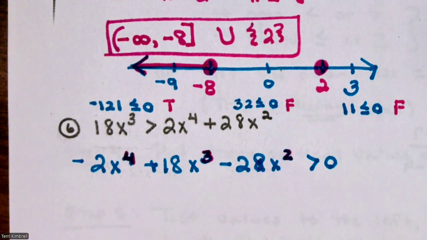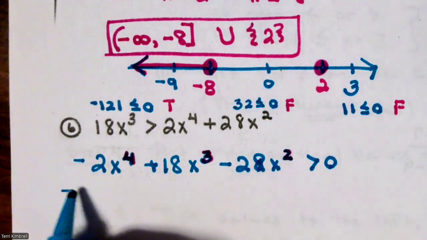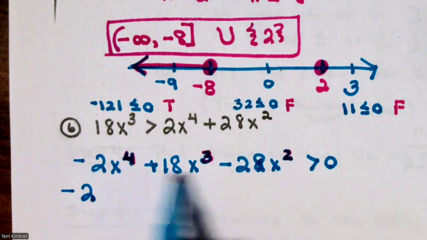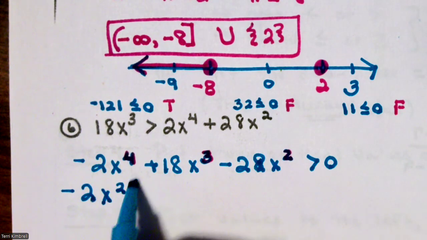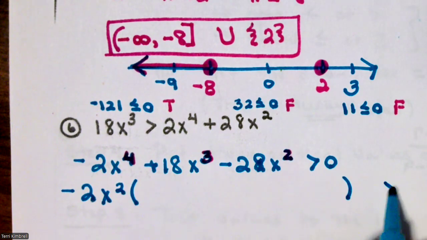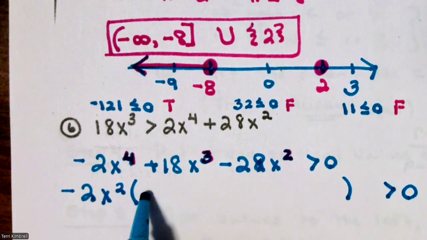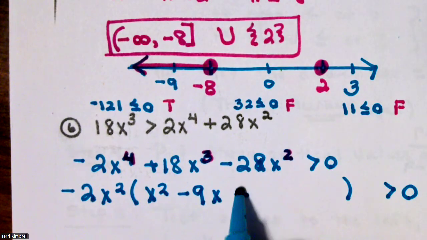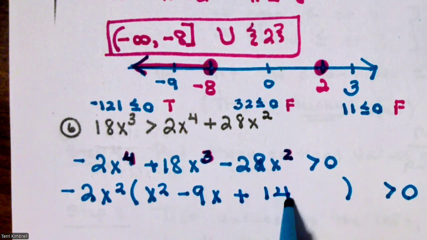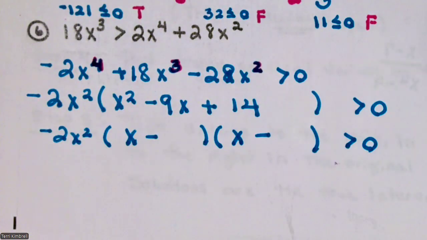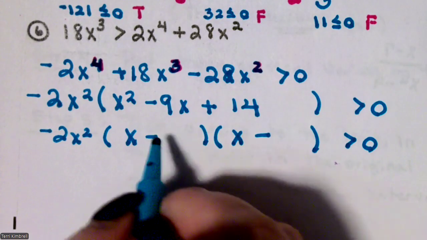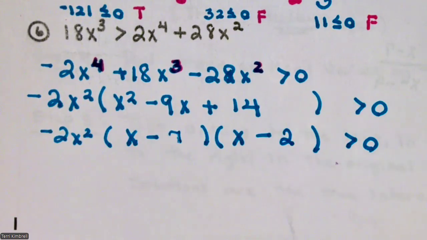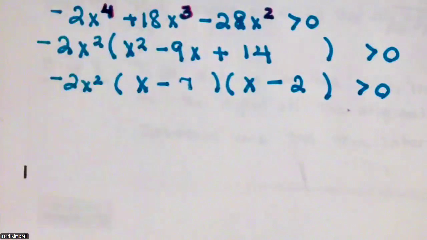Okay, so the first thing I'm going to do is take out a GCF of a -2, and I'm going to take out an x to the 2nd. So that's going to go to x to the 2nd minus 9x plus 14. That would go to -7 and -2. So now we're ready to get our zeros.